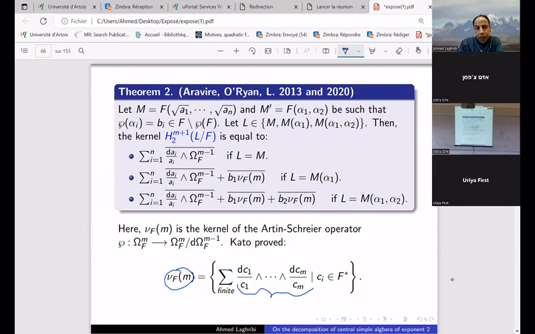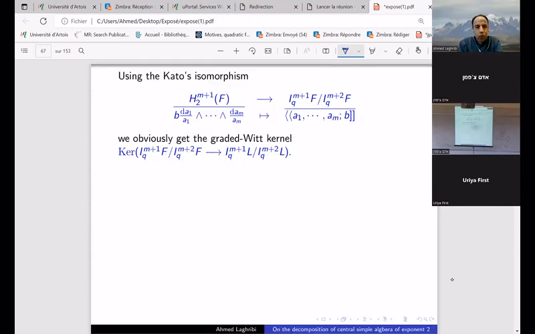Good. And now we have to return to quadratic forms. So here we have the Kato isomorphism, the famous one, and that was defined by Ahmed. And here we have the cohomological symbols, and we have this correspondence. So using this isomorphism, we can compute this kernel. Obviously, there is nothing to do here.